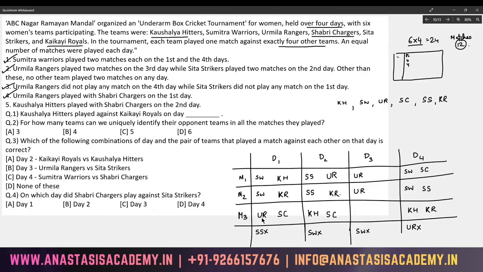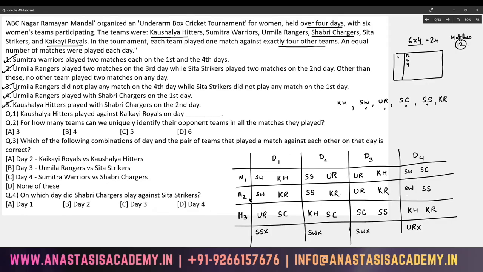Additionally, Urmila Rangers has played against SC and against SS, so SC and SS are used up. Urmila Rangers is itself there. Sumitra Warriors are not available on day 3. So the 2 opponents it has on these 2 days are Kaushalya Hitters and Kakai Royals. And therefore, the only 2 teams left for this day are SC and SS. And now we have the precise schedule for all the 4 days.